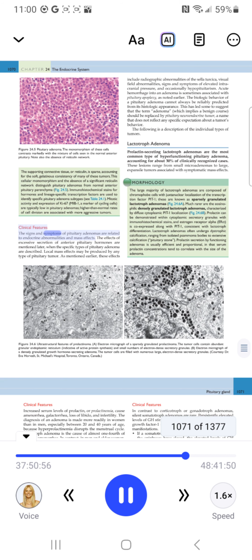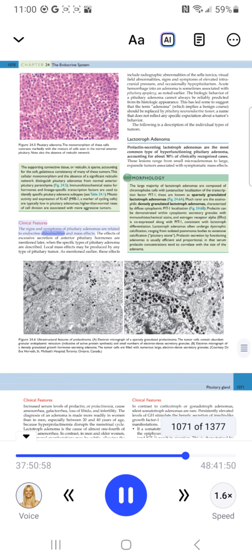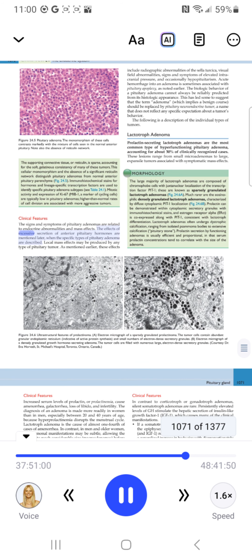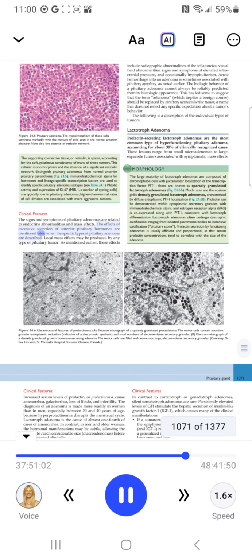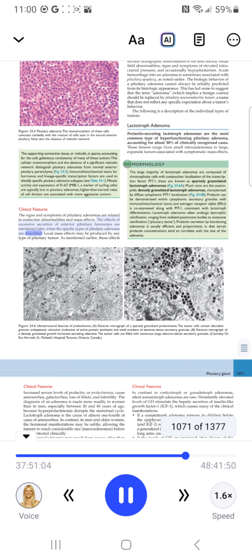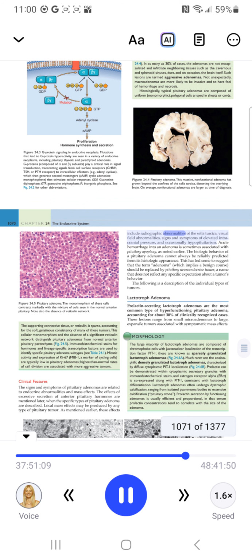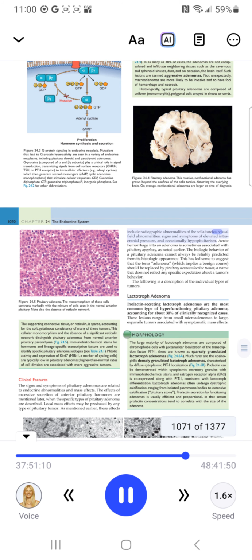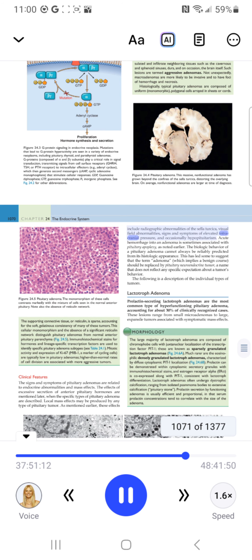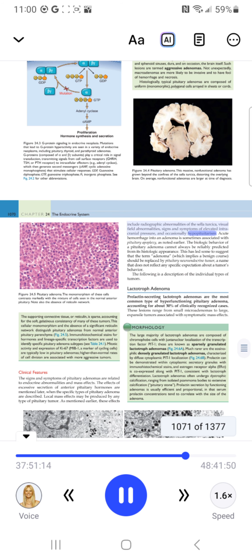Clinical features. The signs and symptoms of pituitary adenomas are related to endocrine abnormalities and mass effects. The effects of excessive secretion of anterior pituitary hormones are mentioned later, when the specific types of pituitary adenoma are described. Local mass effects may be produced by any type of pituitary tumor. As mentioned earlier, these effects include radiographic abnormalities of the sella turcica, visual field abnormalities, signs and symptoms of elevated intracranial pressure, and occasionally hypopituitarism.